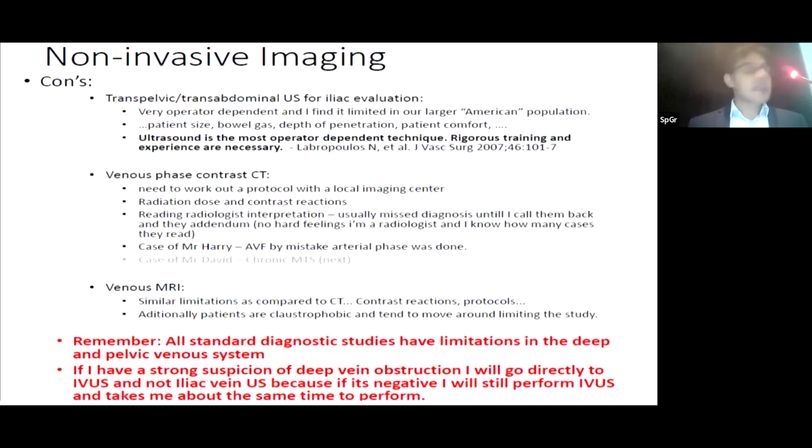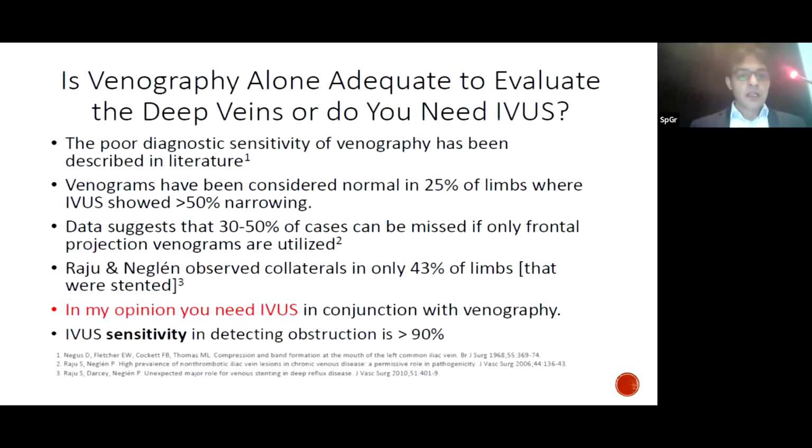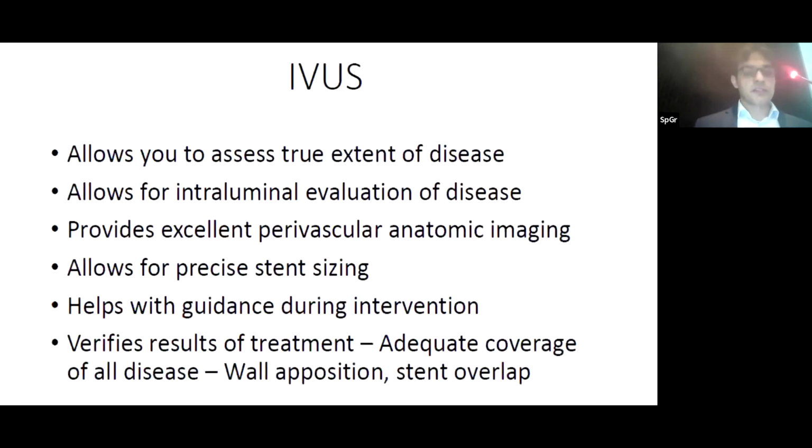But if we are sitting in 2022, the gold standard for venous obstruction is intravascular ultrasound. It literally takes 10 to 15 minutes to put the catheter in and do a quick run, and you can diagnose a lot of venous conditions. Venography, the same story, has poor diagnostic sensitivity. Venogram has been considered normal in about 25% of limbs where IVUS showed more than 50% narrowing. Again, IVUS nowadays is the gold standard in diagnosing venous obstruction or stenosis.